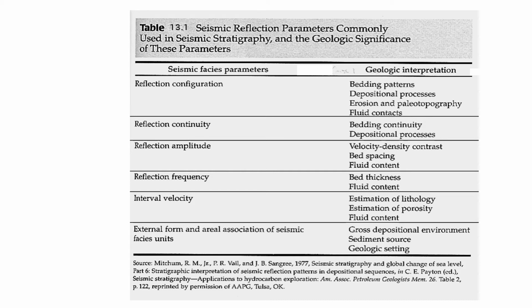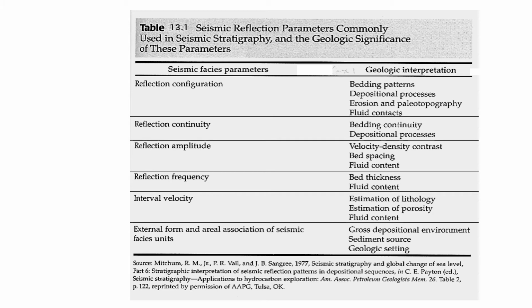So I went ahead and just copied this from a different textbook because I think it would be helpful to have as a graphic, looking at the parameters that we commonly use for seismic reflections. A reflection configuration is used for interpreting bedding planes, sometimes depositional processes, again by looking at bedding planes, and sometimes the sediment or stratigraphic architecture. It can tell us if there's been erosion, tell us about the subsurface, what we call paleotopography, and can also tell us about fluid contacts, again, because S and P waves move differently through different materials.